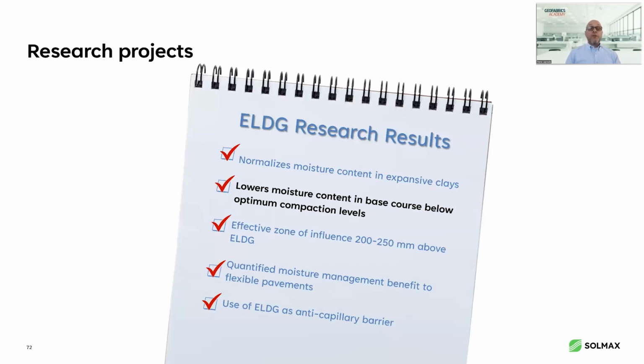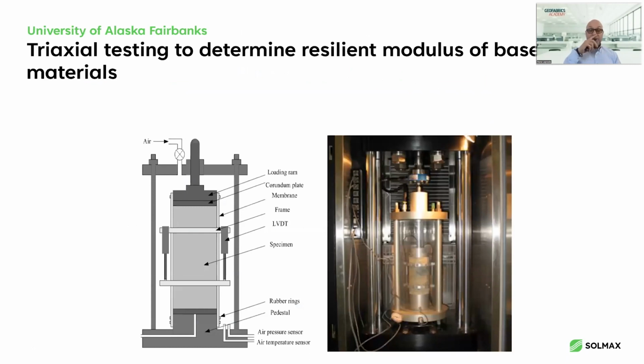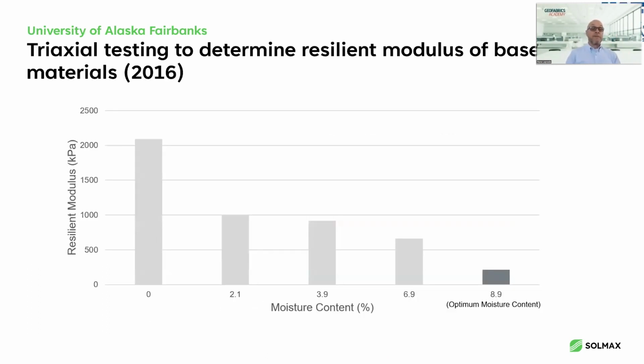In terms of lowering the moisture content in the base course below compaction levels, time's not going to permit getting into the guts of how they did all the research, but the University of Kansas did some numerical analyses and some lab work, and they showed that the ELDG reduced the moisture content in the aggregate base in the order of about 2%. So then what they did is they took granular materials and put them in these triaxial testing apparatuses, to determine at different moisture contents what happens to the resilient modulus of the base course.